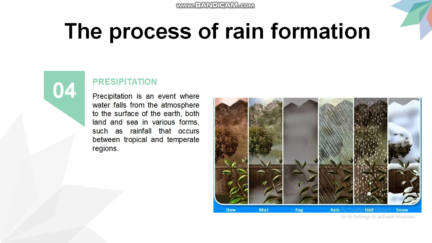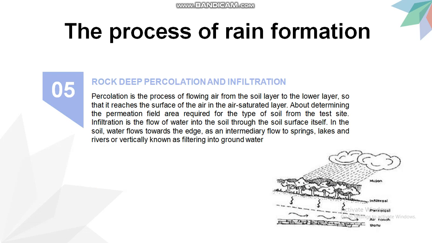4. Precipitation. Precipitation is an event where water falls from the atmosphere to the surface of the earth, both land and sea, in various forms, such as rainfall that occurs between tropical and temperate regions. This is a type of precipitation. This is dew, mist, fog, rain, hail, and snow.